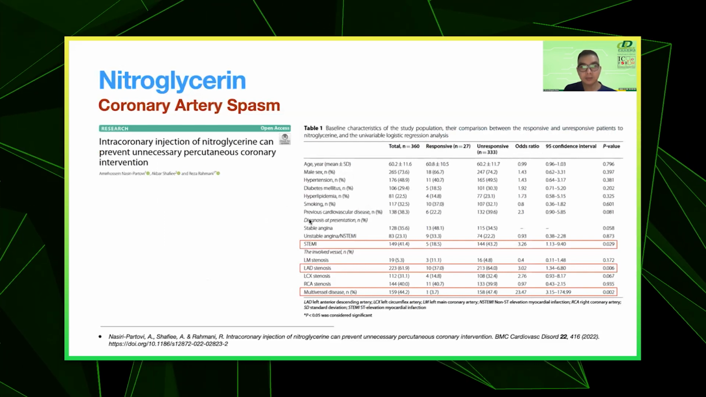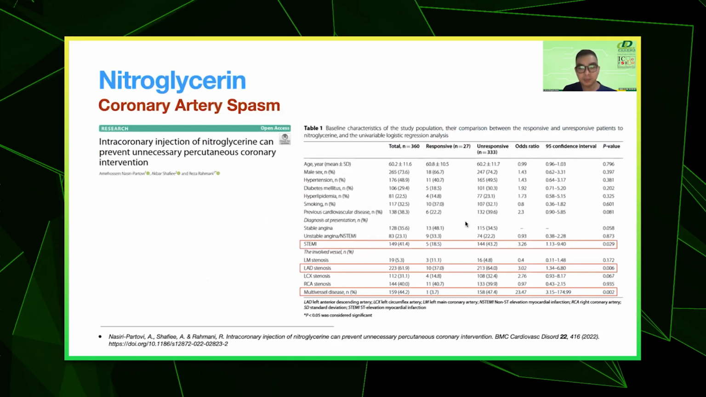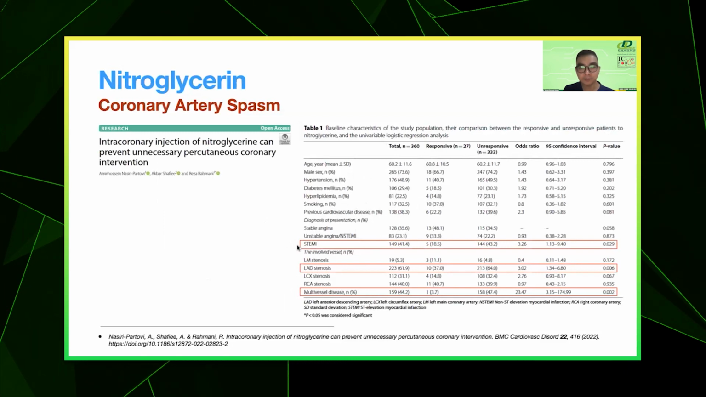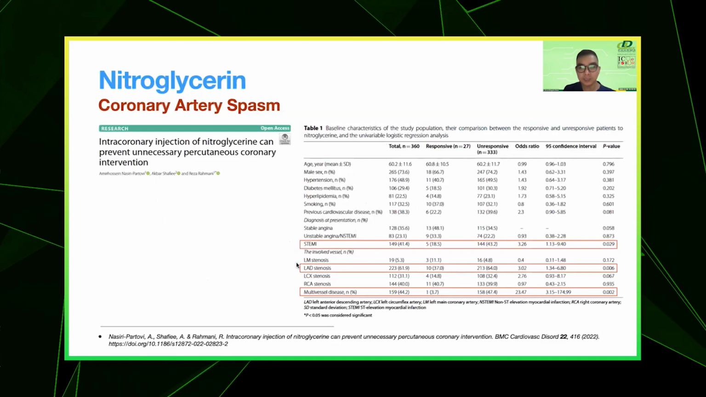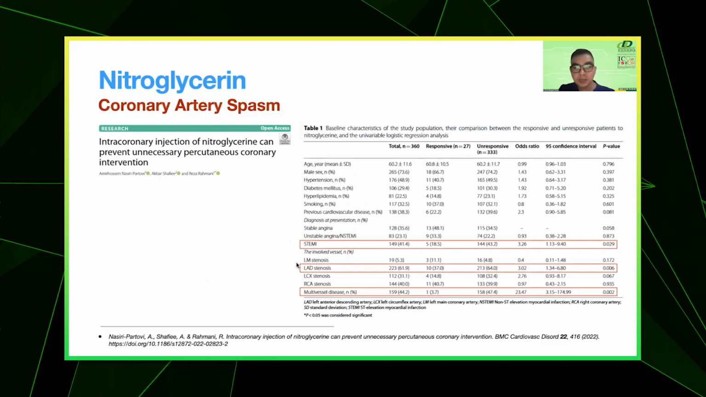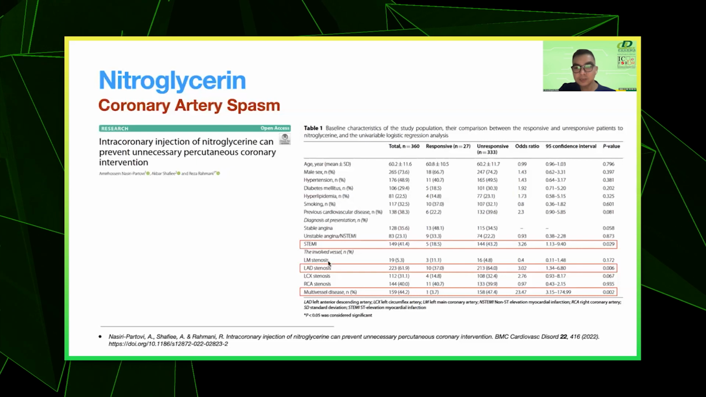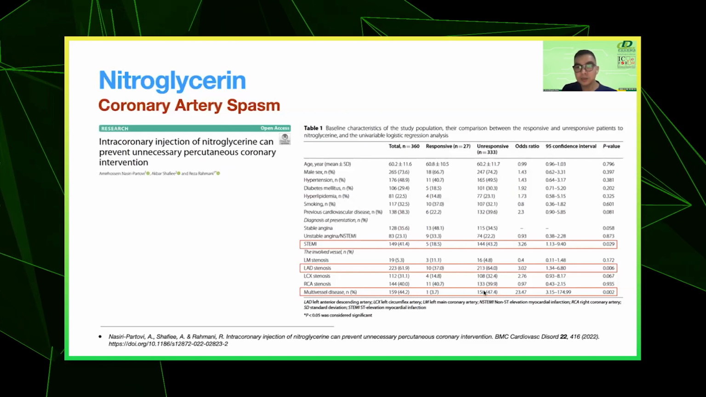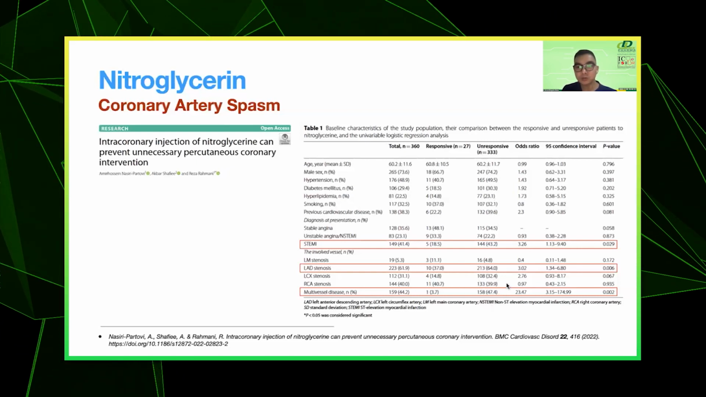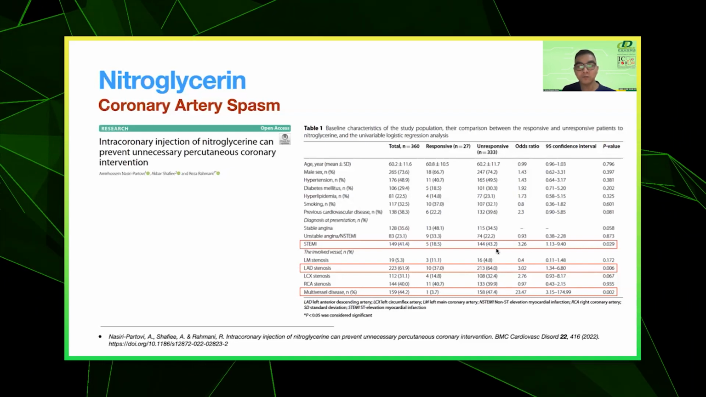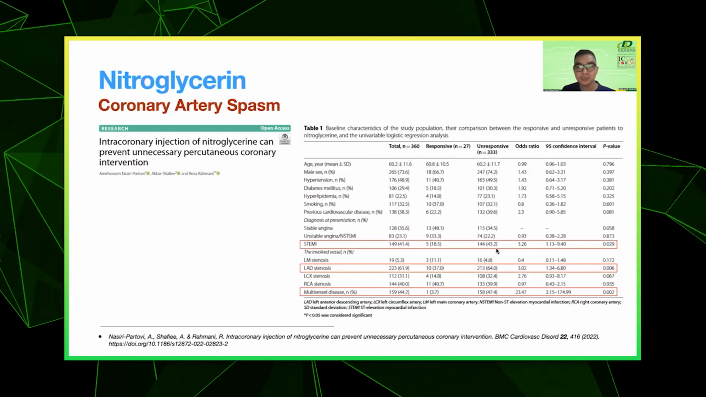And the baseline characteristic of this study, as shown, is pretty well balanced as for the demographics. But if you can see here, highlighted here, if the patient has STEMI, LAD stenosis, or multivessel disease, they are unresponsive to nitroglycerin already, meaning that obstruction is more of true coronary artery disease rather than spasm alone.